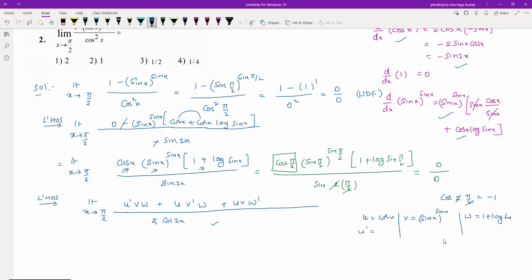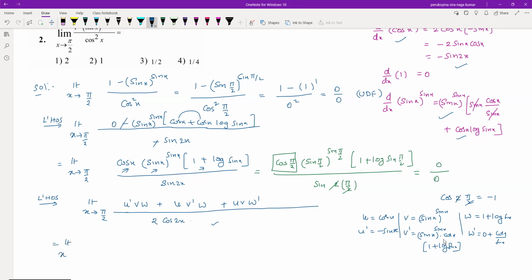So U dash will be minus sin x. And V dash will be, we already did this, right? Sin x power sin x into cos x of 1 plus log sin x. And W dash is, the derivative of 1 is 0, and the derivative of log sin x is cos x by sin x, of course cot x. We will see what happens here.